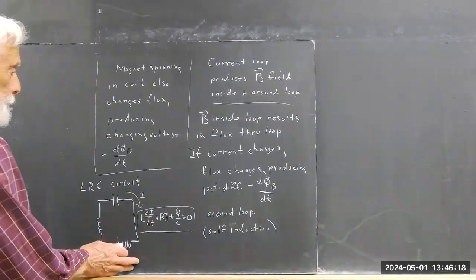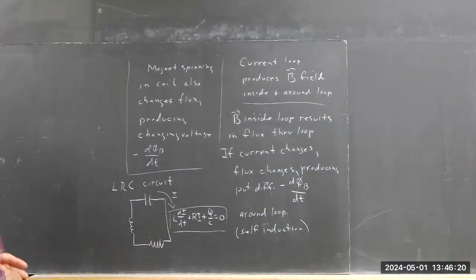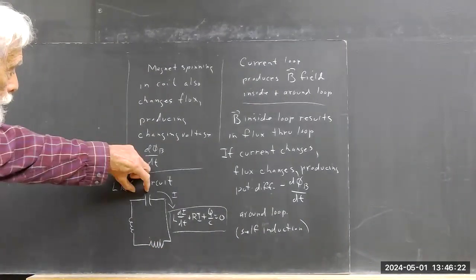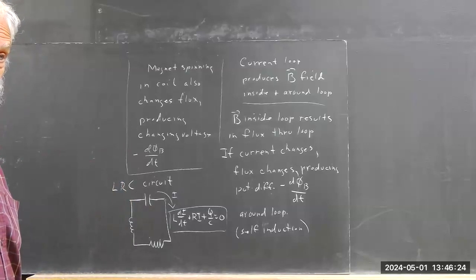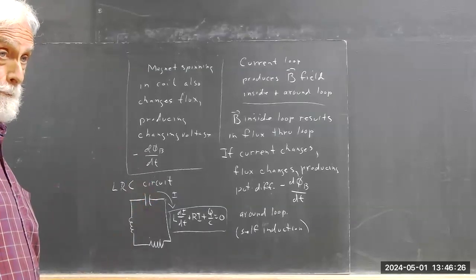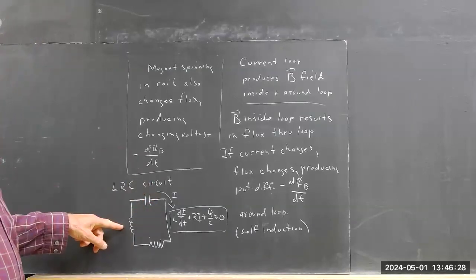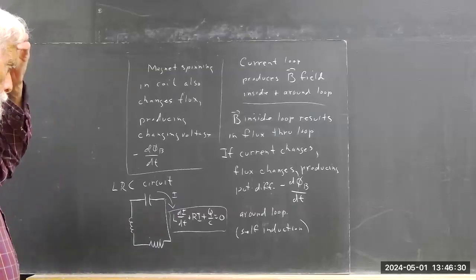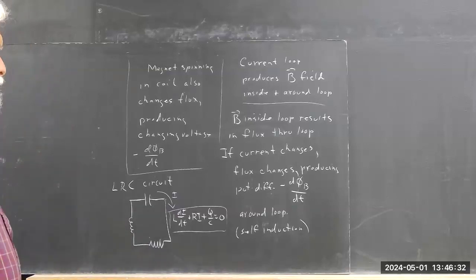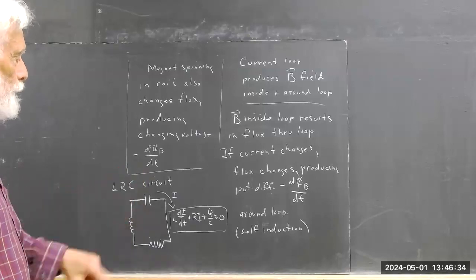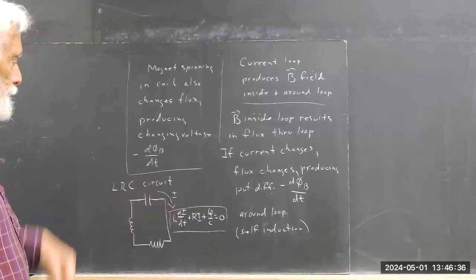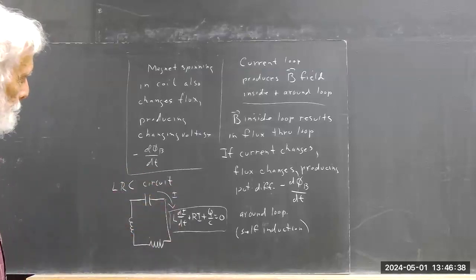Okay, you've got this. That's simple. What happens? Let's say you've got a lot of charge on the capacitor at this instant, and not much current flows through the inductor. Well, you've got charge on the capacitor, you've got some current, you've got some current in the inductor.